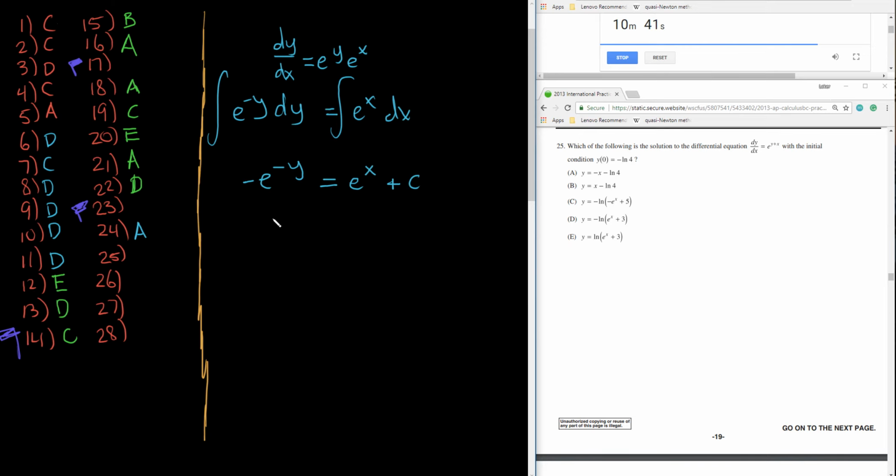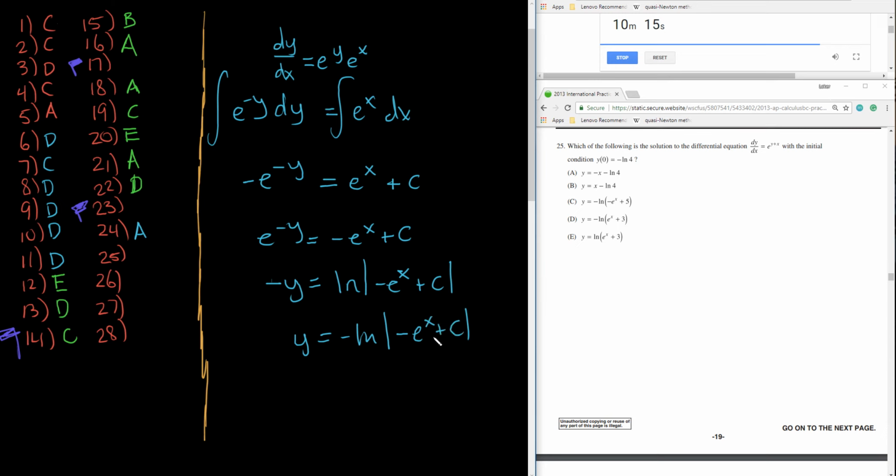Okay, so we multiply by negative 1, we get e to the negative y equals negative e to the x plus c. Then we take the natural log: negative y equals the natural log of the absolute value of negative e to the x plus c. So y equals negative natural log of negative e to the x plus c.